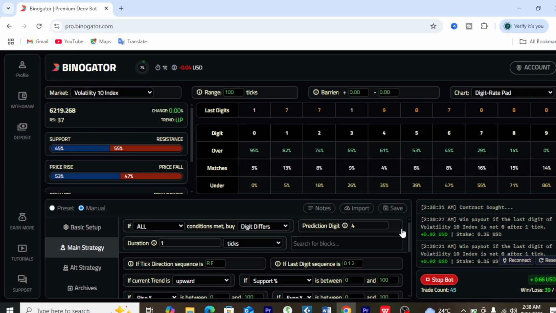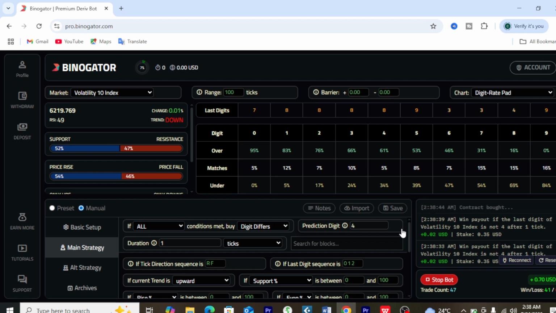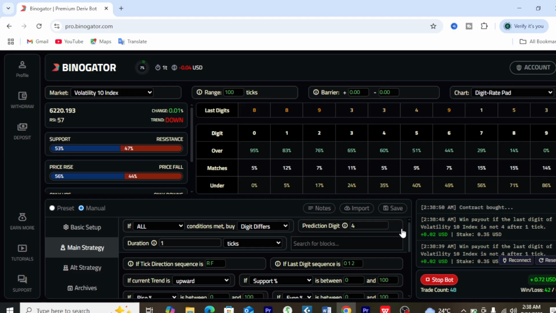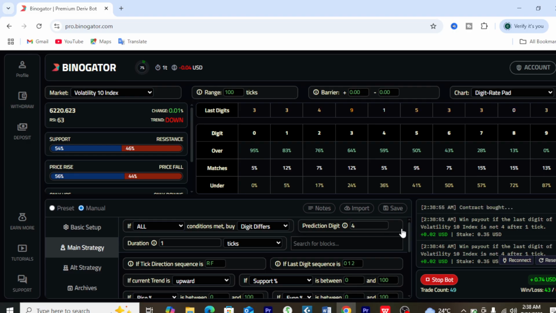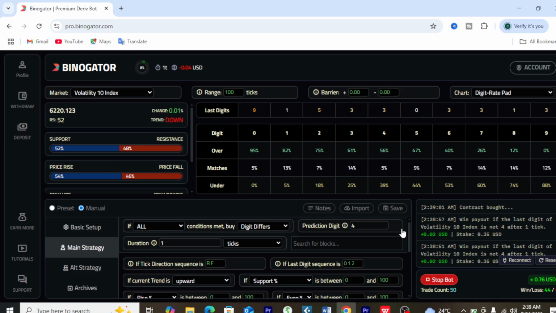So this is how you just have to sit down on the chart and monitor it. This strategy has a very high win rate, that's for sure, but you have to just stay on the chart and monitor the indicator, the digit chart indicator, so that anytime the matches percentage becomes higher than the rest, you just change the digits to the smallest or the lowest matching percentage.